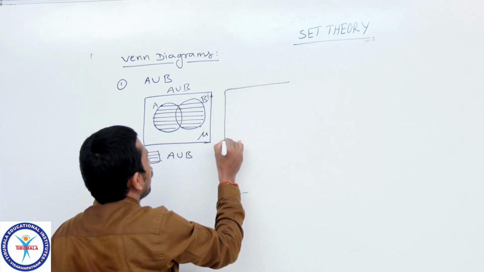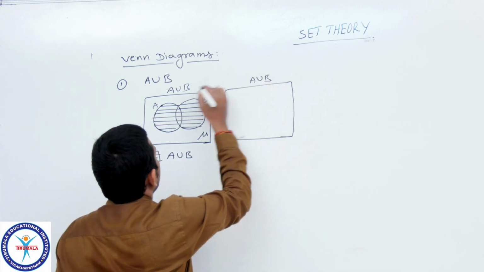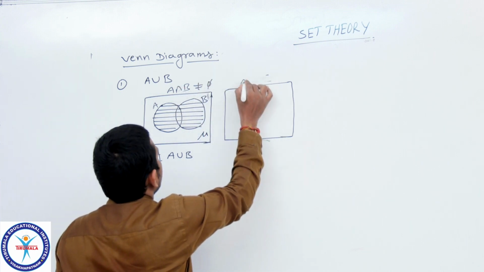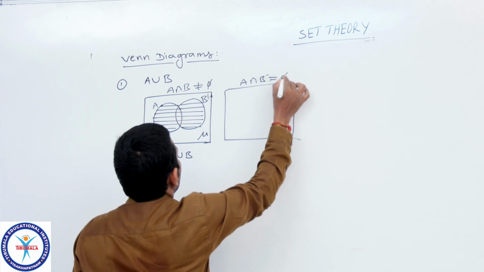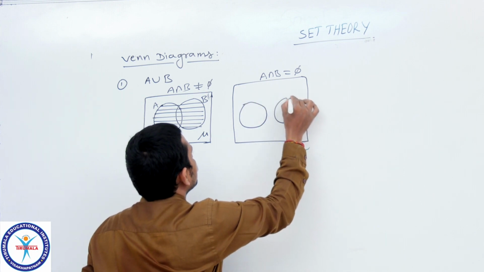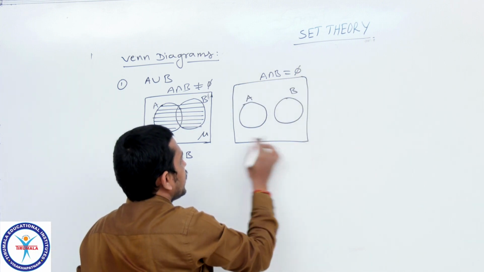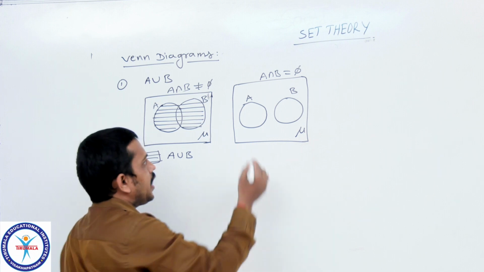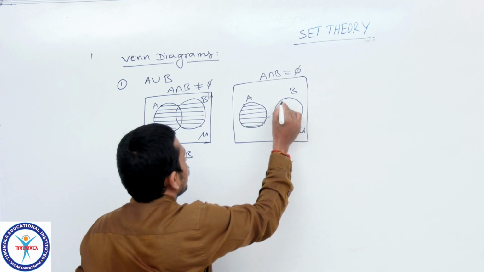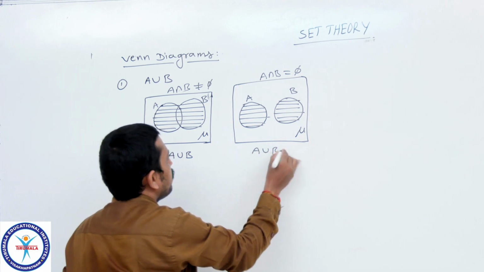Suppose A, B are disjoint sets, that is, A intersection B is equal to phi. Then the two sets are disjoint, so there is no overlapping of the circles A, B. Then what is A union B? Here the rectangle represents the universal set. A union B means, in this case also, the shaded portion of A and B. So, this is A union B.